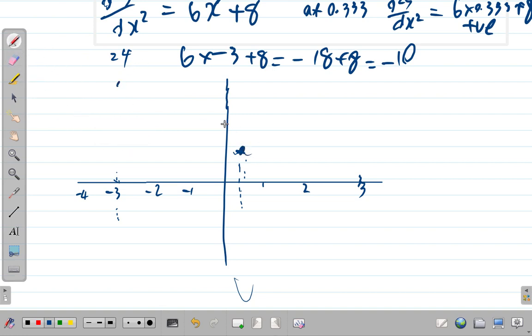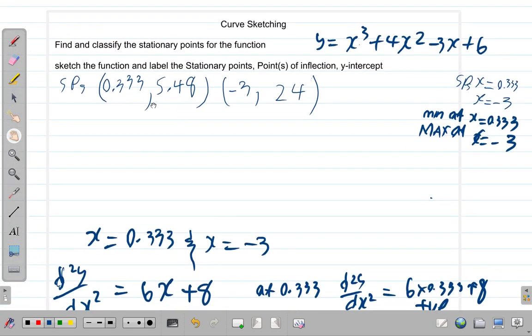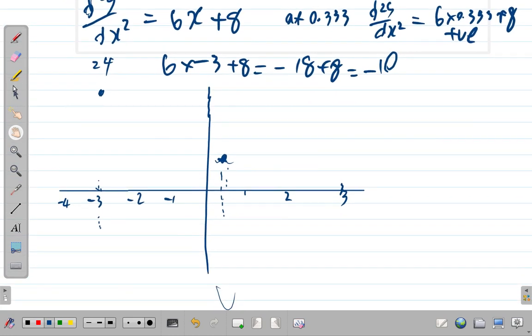Now these are where the stationary points are located, and what we have is that the one at 0.33 is a minimum and this is a maximum. So this is a minimum and this is a maximum. Alright, so we have that so far.